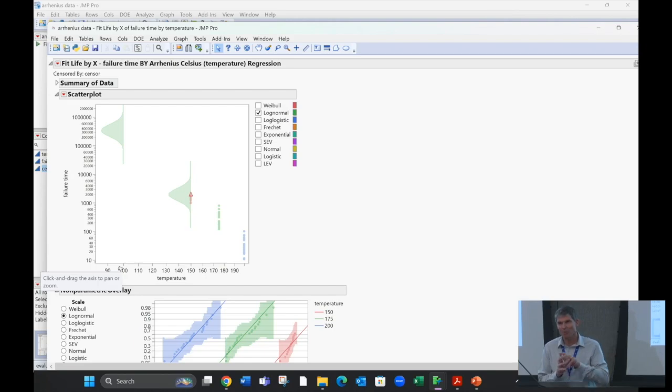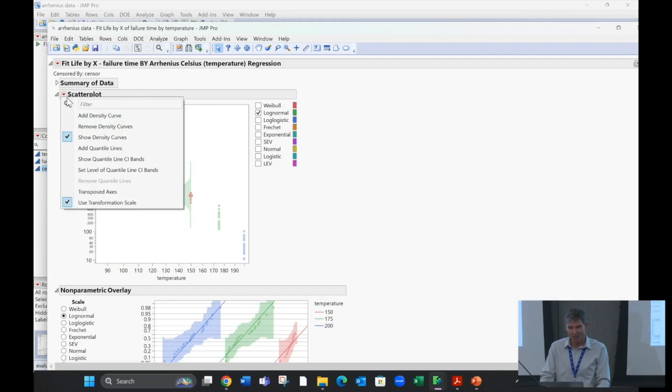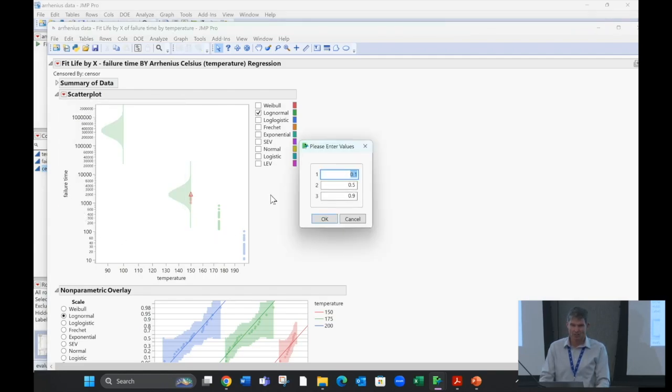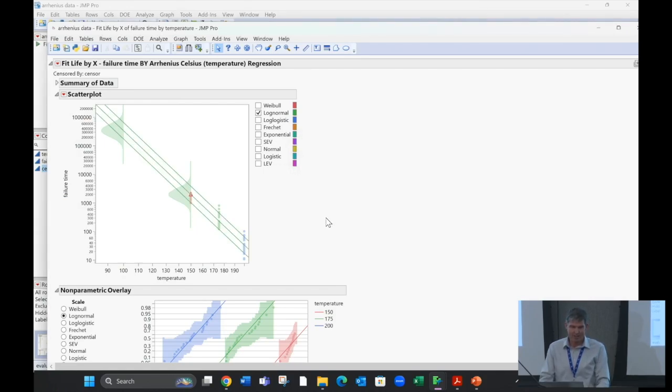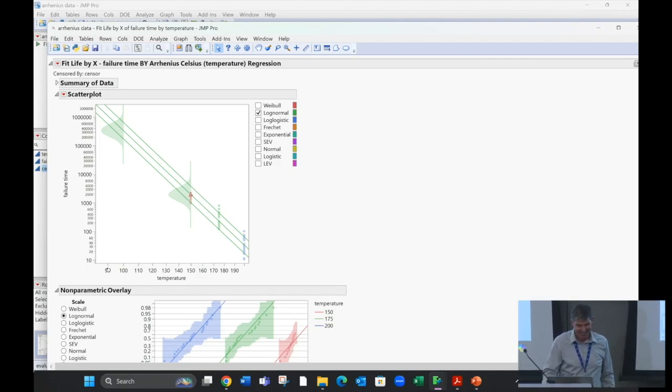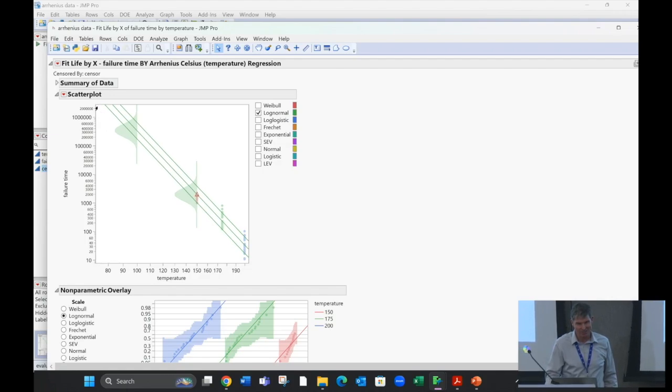This is all about projection, okay? But it's projecting smartly because I know the failure mechanism in Arrhenius Celsius is well documented. So I'm going to go ahead and add the quantile lines, and I'll just use the 10th, 50th, and 90th. What that is showing is... I guess none of that showed up. You guys can't see what I'm talking about.